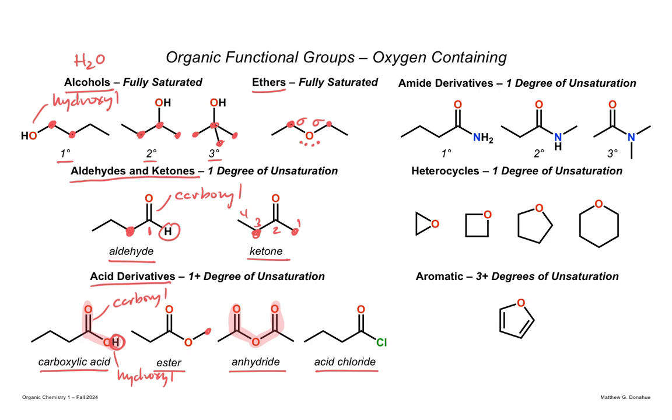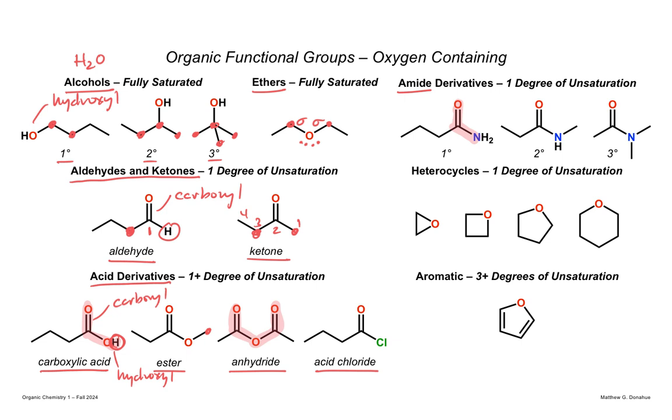If the heteroatom was not oxygen, not halogen, but nitrogen, these are called amides, A-M-I-D-E. An amide has a carbonyl bonded to an amine. So highlighted in red here, there's your carbonyl, then it's bonded to a nitrogen.